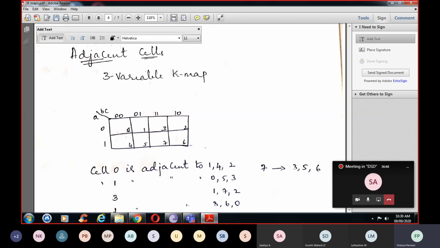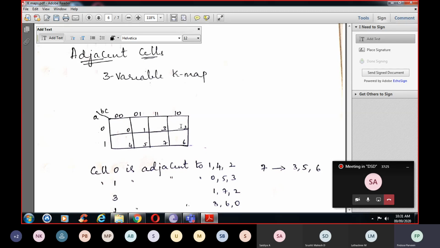In the same way, when I roll, cell 0 will be adjacent to cell 2. Cell 4 will be adjacent to cell 6. So cell 0 is adjacent to 1, 4, as well as 2. Cell 1 is adjacent to 0, 5 and 3. 3 is adjacent to 1, 7, 2, side by side.